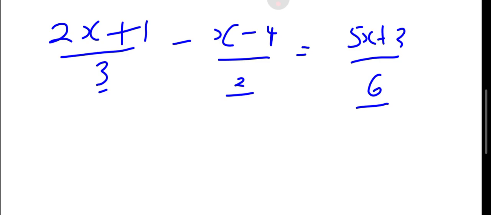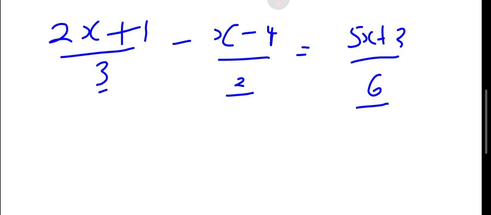So the LCM of 3, 2, and 6 can be what? 6. 3 times 2 is 6. So 6 divided by 3 will give us 2. 6 divided by 2 is 3. 6 divided by 6 is 1. So it means all these values can divide 6 without a remainder. So 6 can be the LCM.